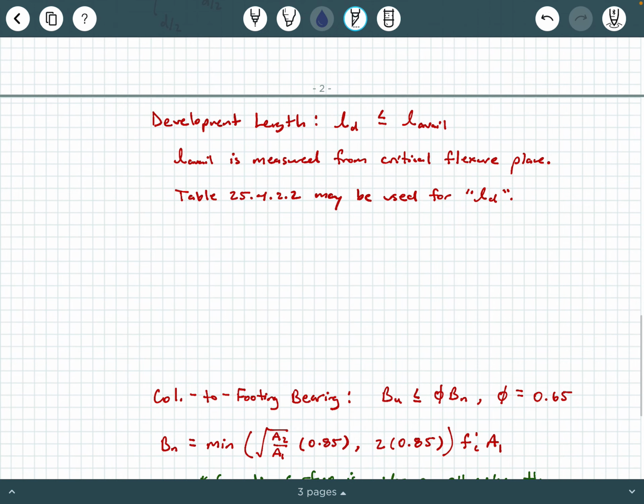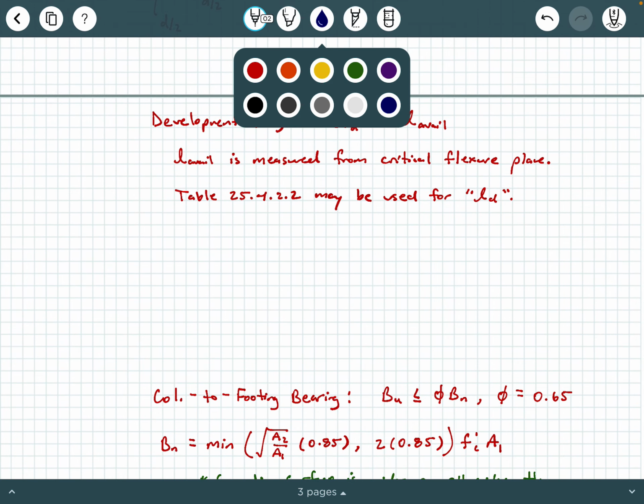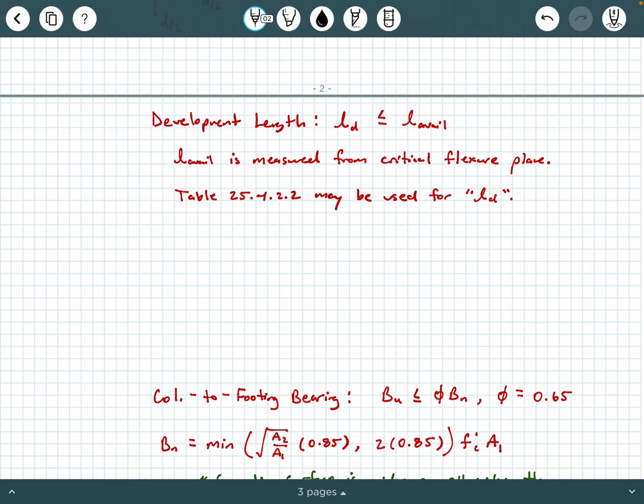Development length, okay? Just like in beams, we have to worry about development length being less than the available length, okay? So the L available is measured from the critical flexure plane, okay? Table 25.4.2.2 may be used to get you L sub d.